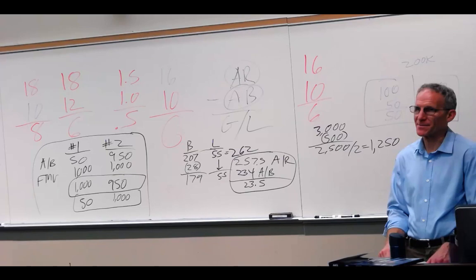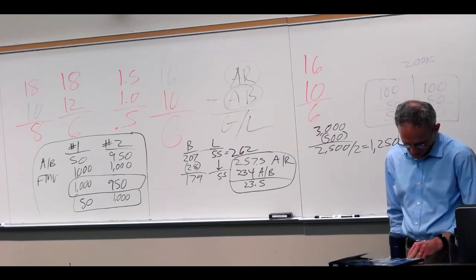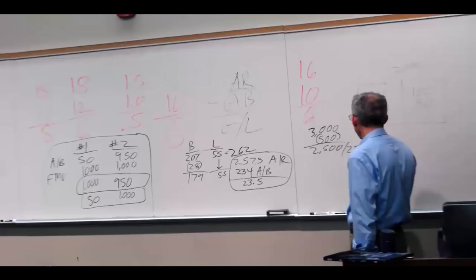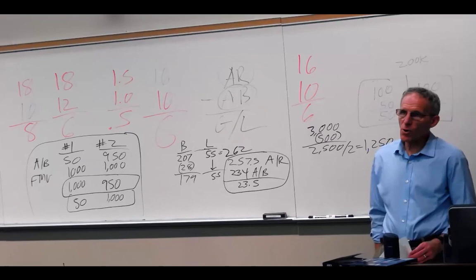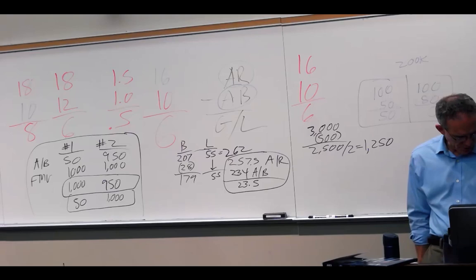Okay. All right? So who's right? She's reporting 1,250, the IRS is reporting 23,500. So the US Supreme Court has to do a little bit of soul searching here to figure out who's right.